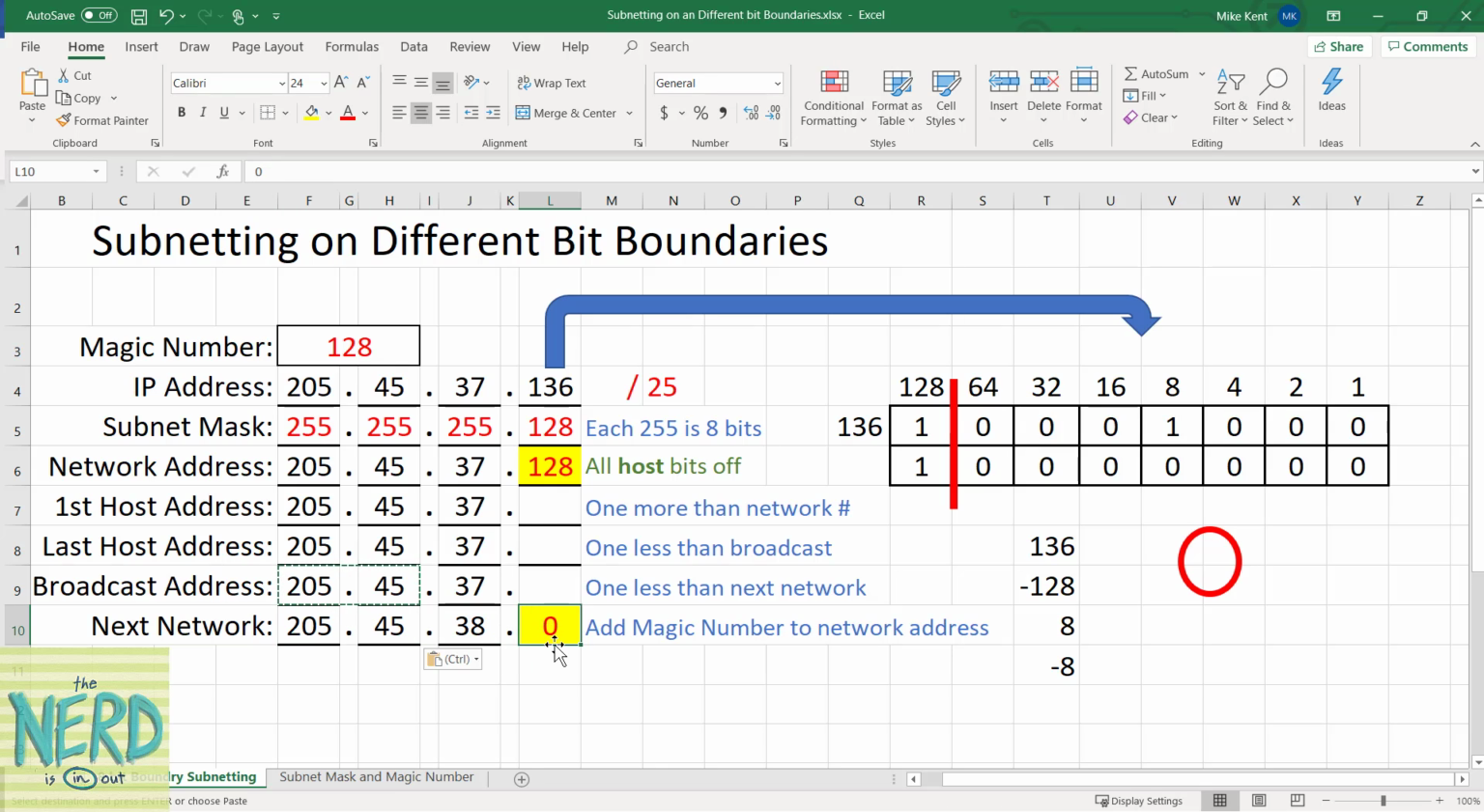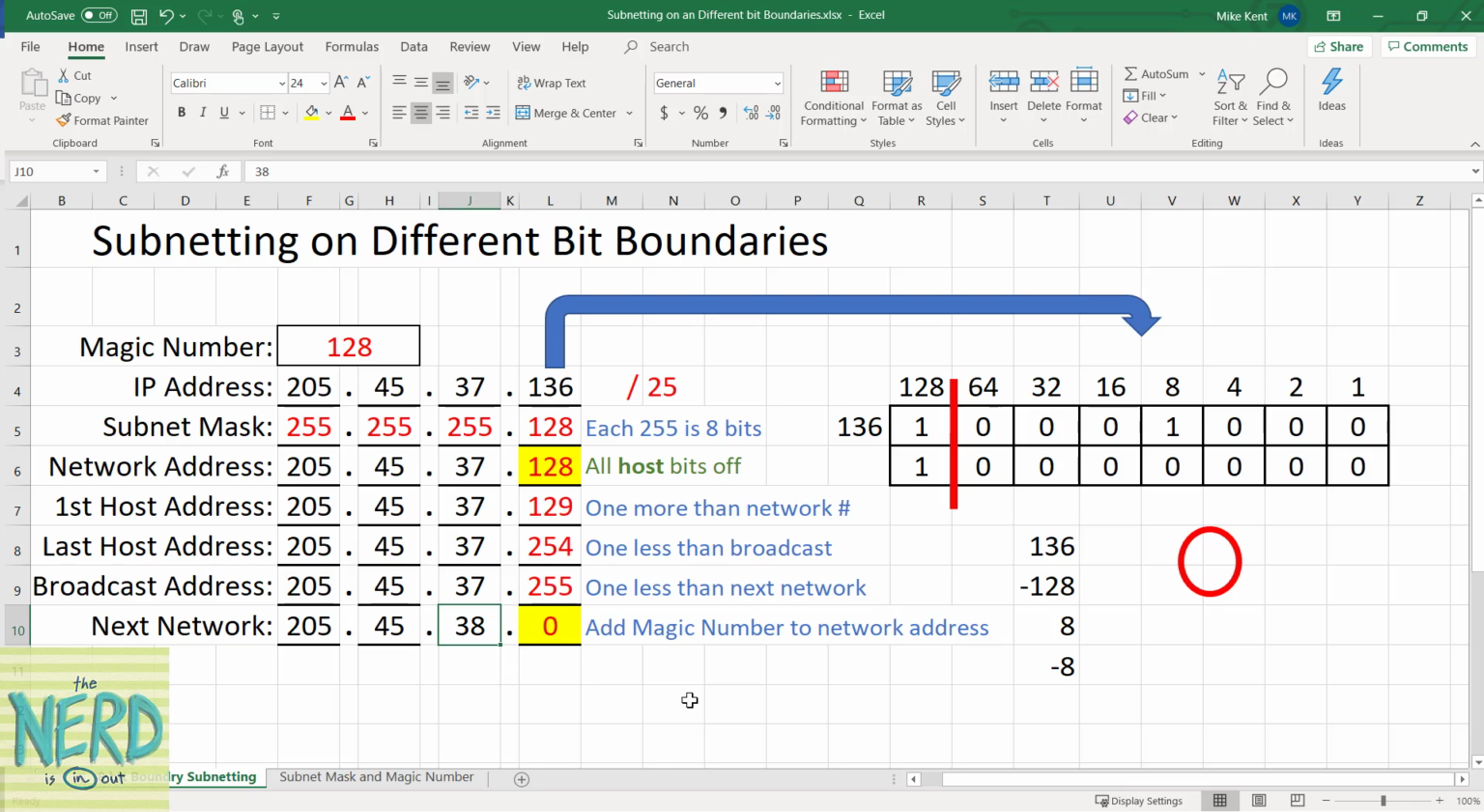Now the 256 is okay, because when you get that 256 for adding it to the magic number, that means the broadcast is still 1 less. That's 255. And the last host is 254. And the first host, we take the 128 and we add 1. That's 129. But since we can't store 256 in 8 bits, this has to roll over to the next number and become a 0. And that 37 has to turn to 38.